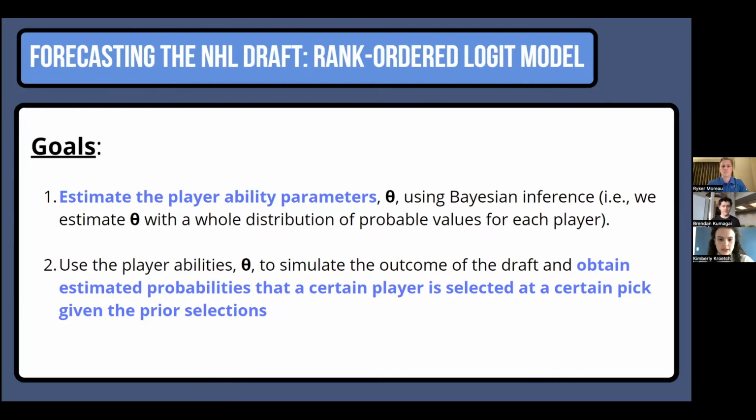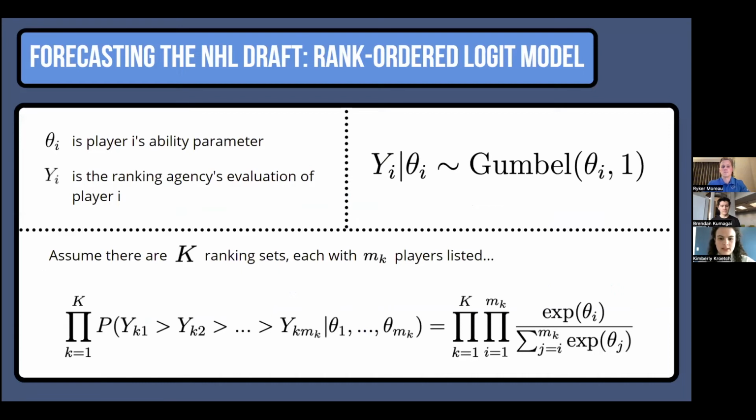the already drafted players. In the draft context, theta i can still be thought of as the player's ability, and yi becomes the underlying evaluation of the player by the agency. So we can imagine, for example, that the agency assigned each player some score out of 100 in order to rank them. To obtain the selection probabilities described previously, a key assumption is that conditional on the player's ability, theta i, the underlying evaluation yi follows a Gumbel distribution centered at theta i with scale 1. And this produces the likelihood shown at the bottom.